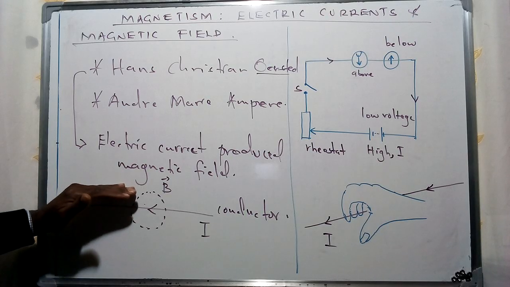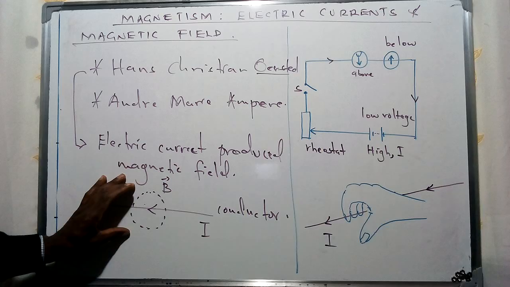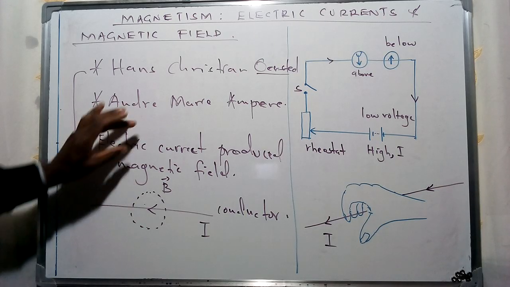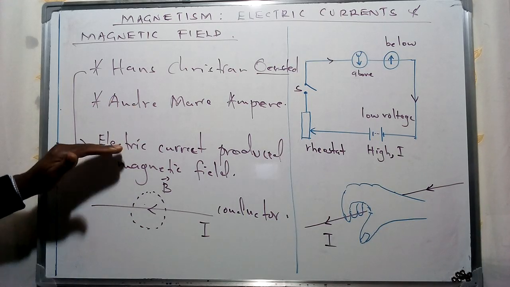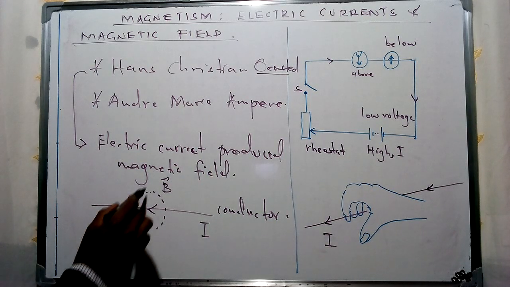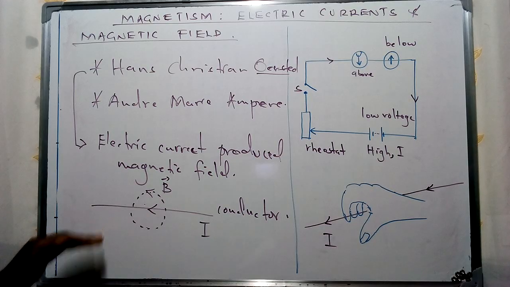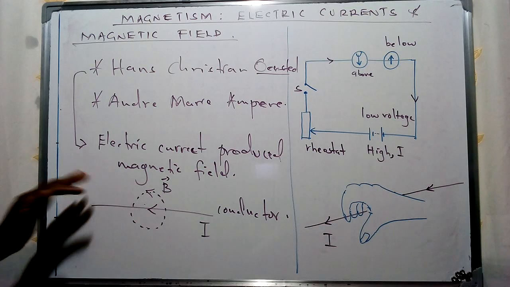But for the case of the electric current having the effect of producing a magnetic field around it, this work was done and discovered by Hans Christian Ørsted. And of course, the subsequent work of determining which direction this specific magnetic field is going to be aligned with was explored by this French physicist by the name Andre Marie Ampere.